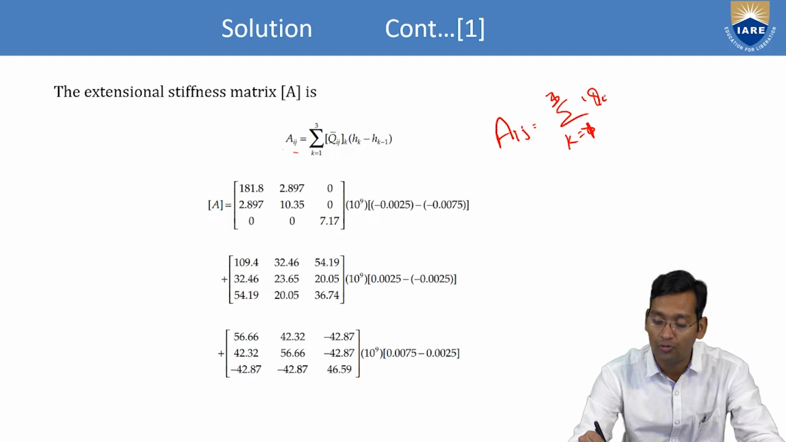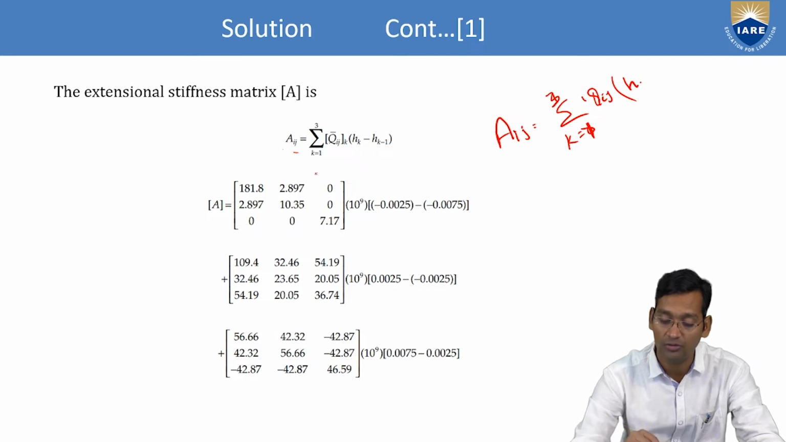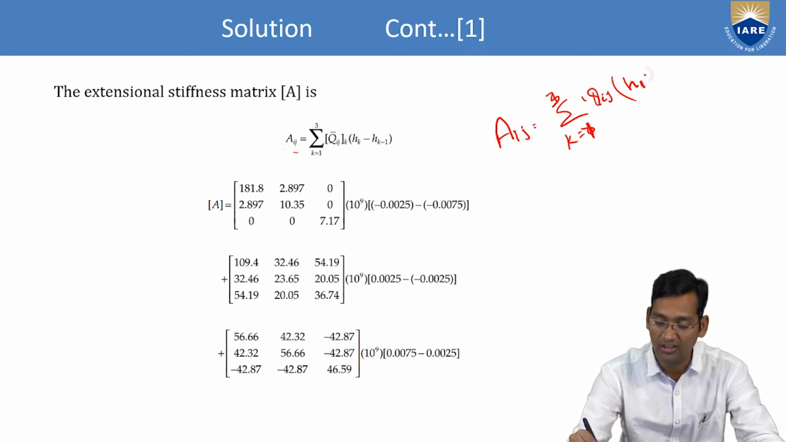Then Qij into Hk minus Hk minus 1, I'm writing for the first one. Let me write A11. That equals Q11 into H1, since k is 1, so H1 minus H0.